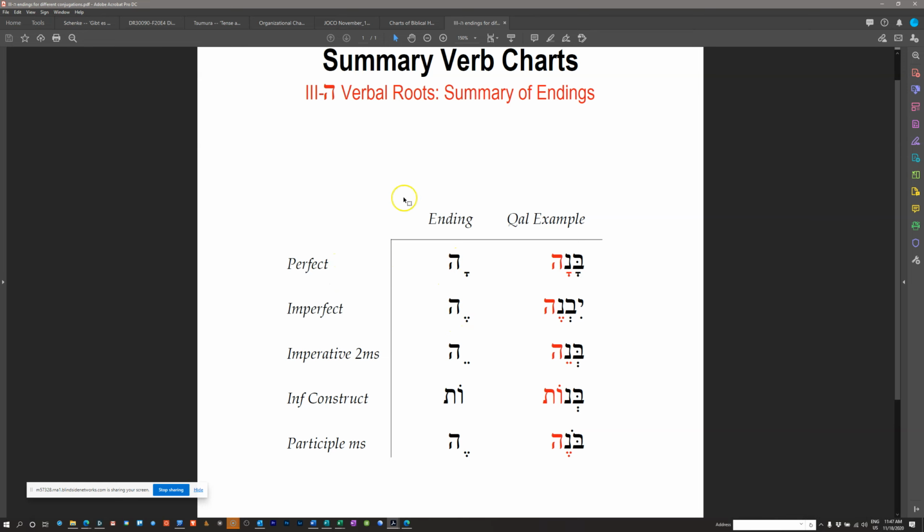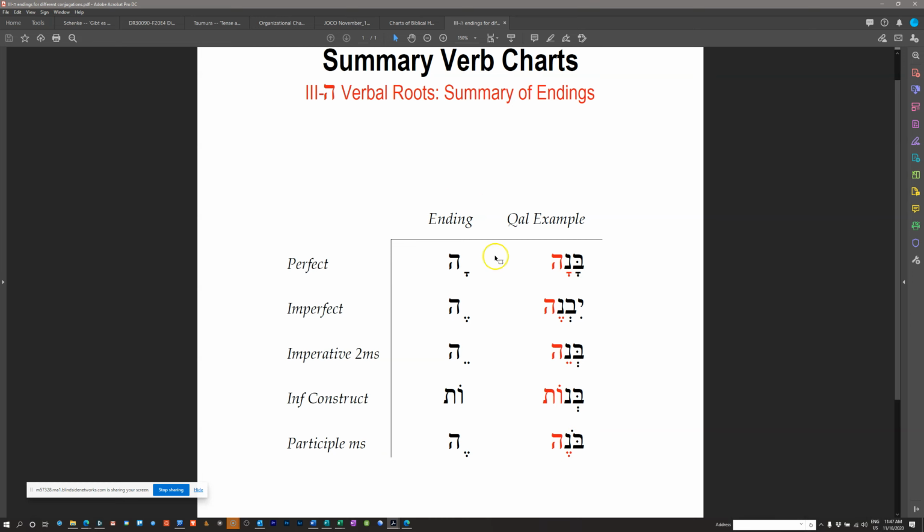So basically, on third heys, in the perfect, when you don't have a suffix, it's going to be a qamets hey. In the imperfect, when you don't have a suffix, it's going to be segol hey. In the imperative 2ms, which we'll get to later, it becomes a tsere hey. In the infinitive absolute, which we'll get to later, it's often a tsere hey. In the infinitive construct, it'll become a holem vav tav. And in the masculine singular participle, instead of bona, it would be boneh.